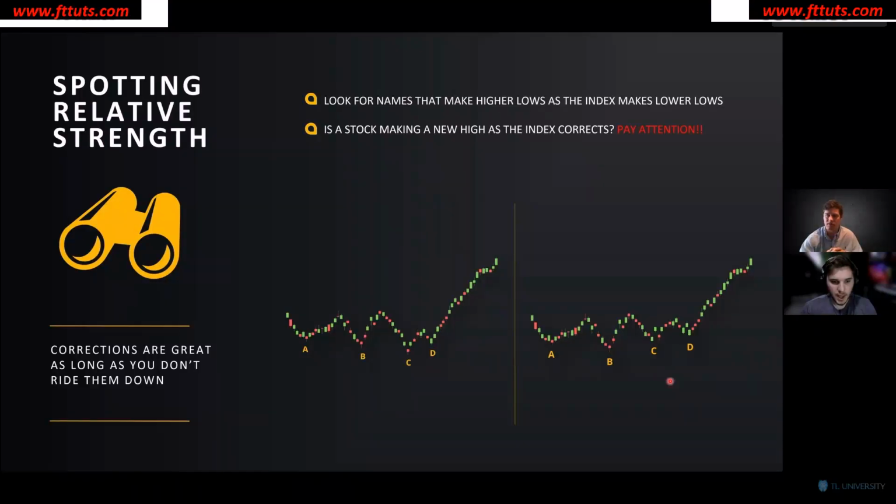For sure. And we talked a lot last webinar about multiple timeframes. Are you doing a similar thing on an intraday chart when the indexes are declining and pulling back intraday, looking for those divergences, the stocks that are holding up better on that particular day?